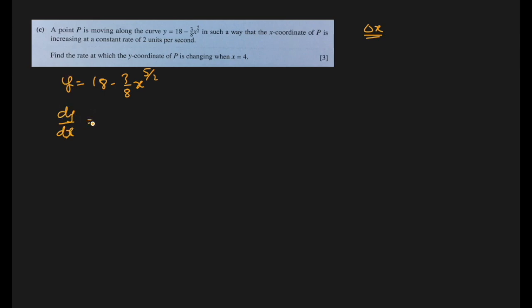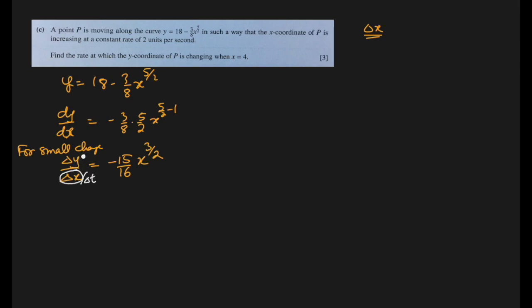So dy over dx of this is 0. So no need to write it. Minus 3 over 8. Then 5 over 2 will come in front and the power will go down by 1. So let me write now delta y over delta x for a small change. Delta y is equal to minus 15 over 16 x to the power 3 over 2 delta x. Divided by delta t. Let's divide by delta t here and divide by delta t here also.